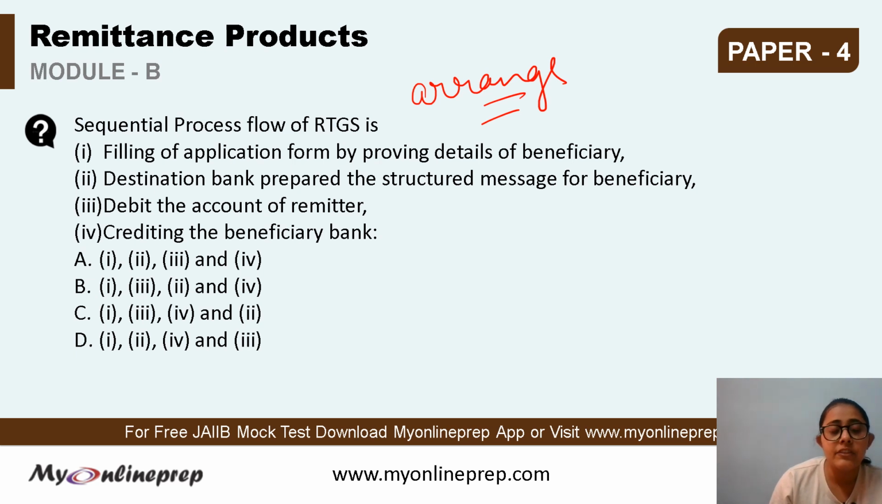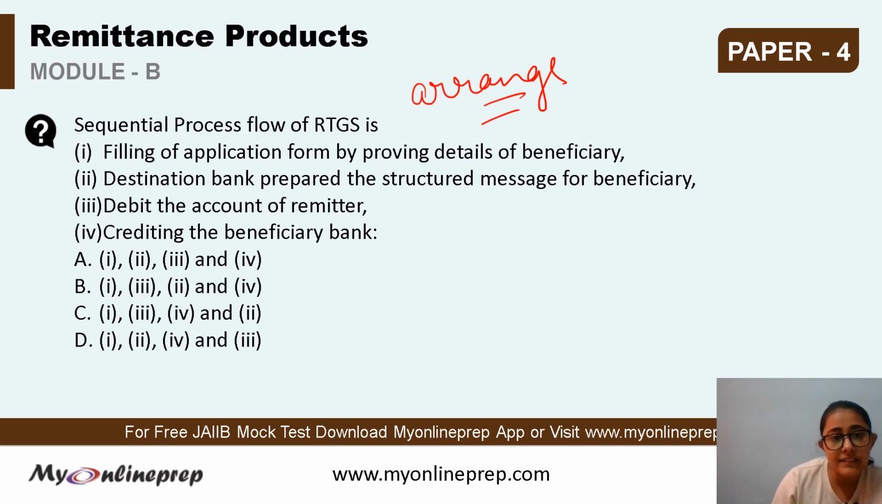Let us see. The first statement is filling of application form by providing details of beneficiary. तो ये तो देख के लग रहा है ये first step होगा, that is filling of application form. So this should be the first step. यहाँ पे चारों ही options में the first statement is given as the first step. So we need to move on to the second. Second is destination bank prepared the structured message for beneficiary. Third is debit the account of the remitter. Fourth is crediting the beneficiary bank.